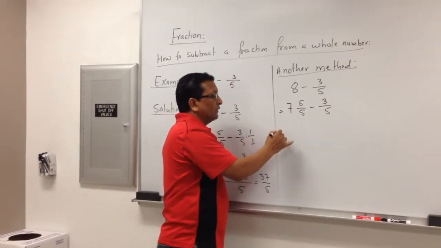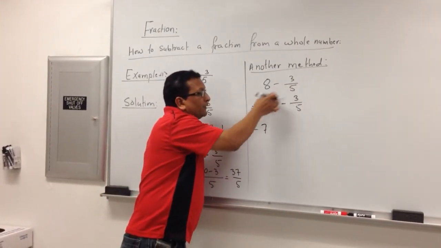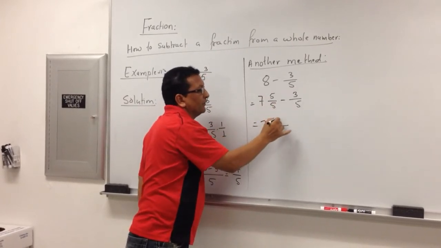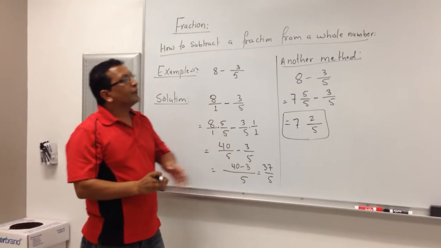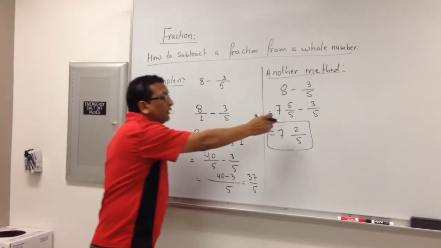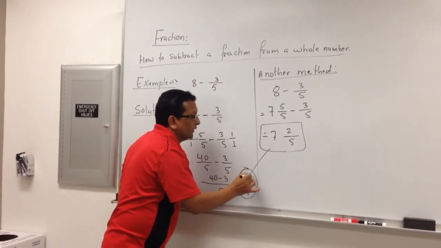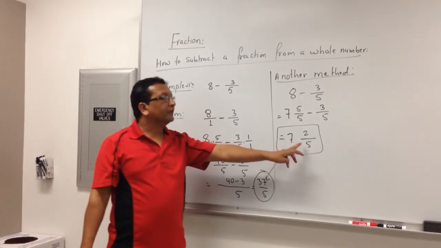So now we can subtract these fractions. 5 over 5 minus 3 over 5 is 2 over 5. So with the other method, we can also subtract a fraction from a whole number. This 7 and 2 over 5, and 37 over 5, are exactly the same. This is the mixed number form and this is the fraction form.